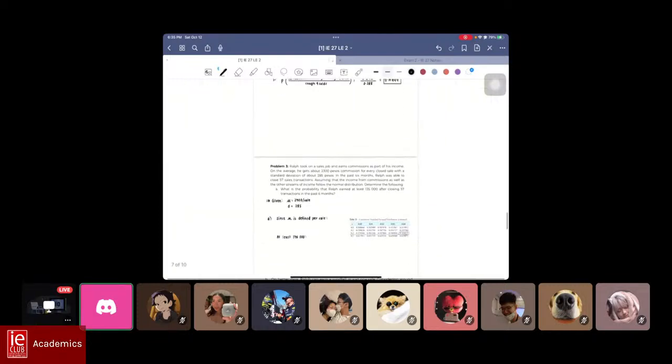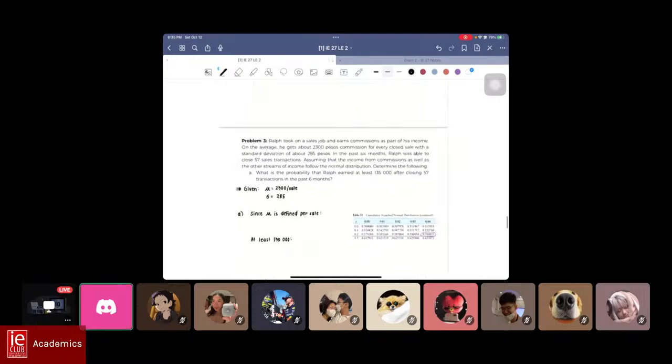Okay. Now moving on to problem 3. So it says here, Ralph took on a sales job and earns commissions as part of his income. On the average, he gets about 2,300 pesos commission for every closed sale, with a standard deviation of about 285 pesos. In the past 6 months, Ralph was able to close 57 sales transactions, assuming that the income from commissions as well as the other streams of income follow the normal distribution. And then determine the following.